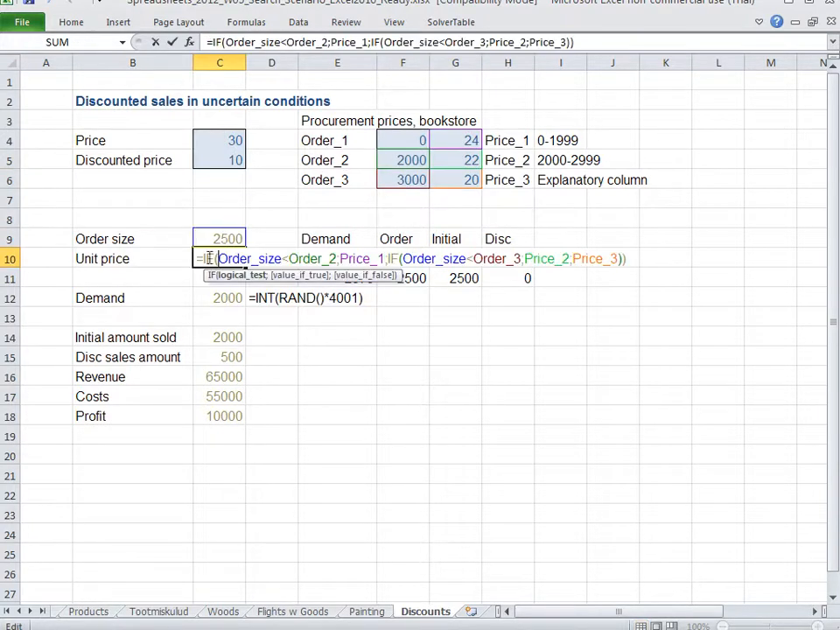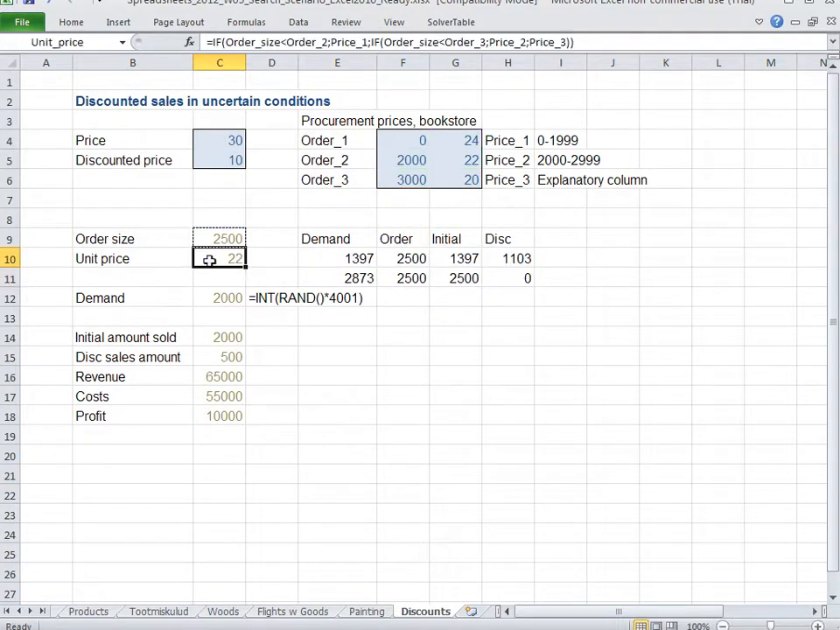Remember that this could be done with if, and the price was 22. Next, we had to decide how big was the demand. In this case, the demand was 2,000. We could now see how much we could sell for a full price of 30. This was determined by an if.